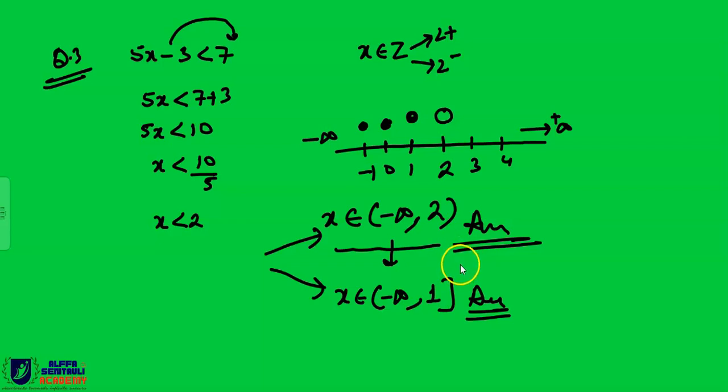Correct, beta. Have you understood this question? Have you understood? Have you understood, beta? Correct.